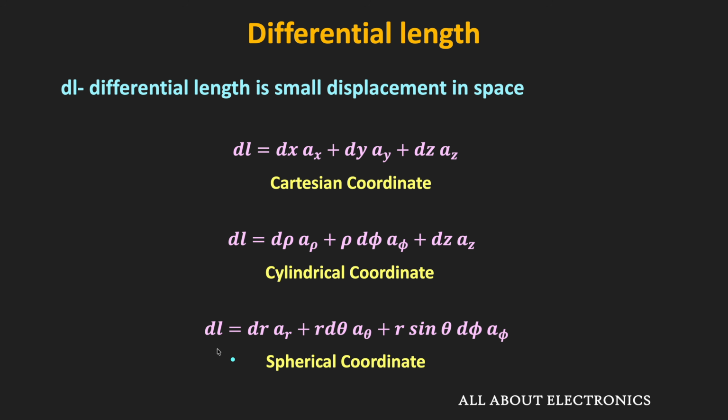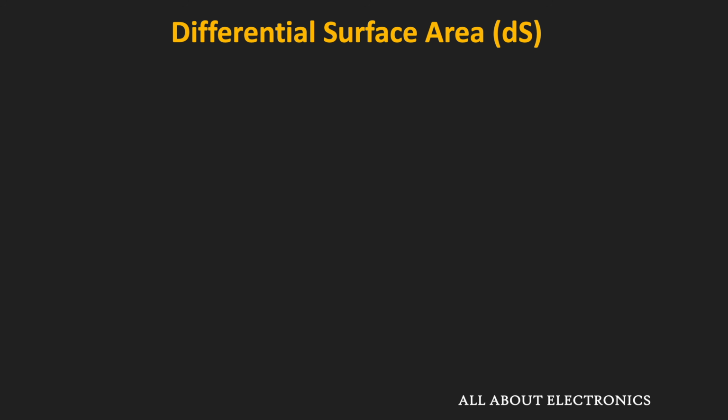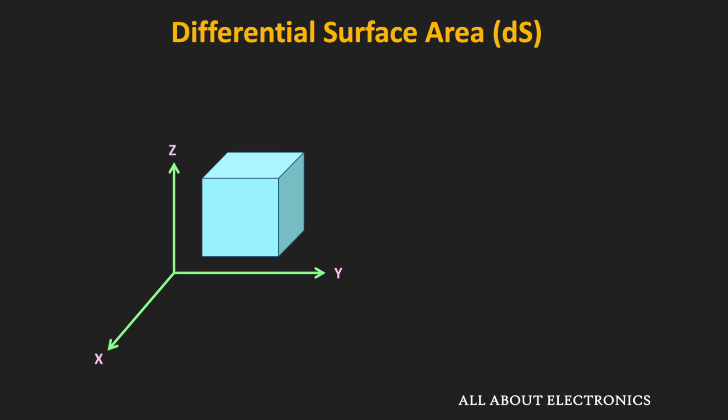So similarly, now let us see the differential surface area. Here, first let us find the expression of the differential surface area for the Cartesian coordinate system. And to find that, let us take some cube in the Cartesian coordinate system. So in general, in any coordinate system, if we keep one coordinate fixed and change the other two, then we will get a plane or a surface in the 3D space.